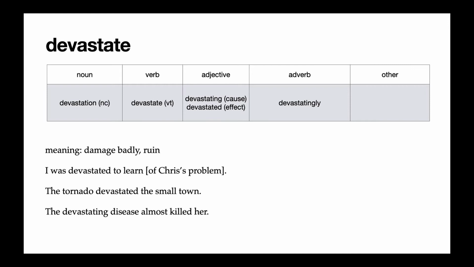The noun form is devastation, and this is a non-count noun. That means the damage that is caused is called devastation. There are 2 adjective forms. Devastating is the cause, and devastated is the effect. And then the adverb form, devastatingly.